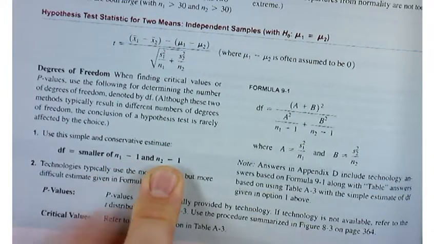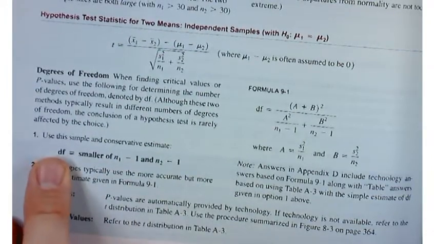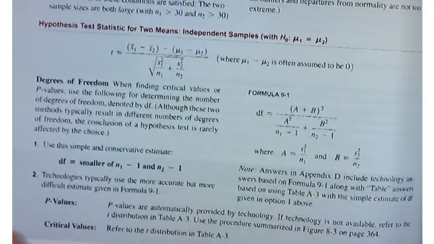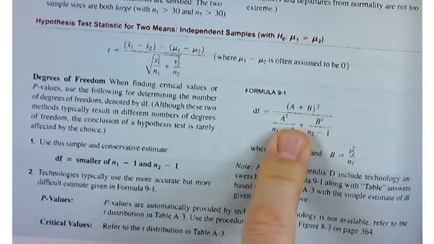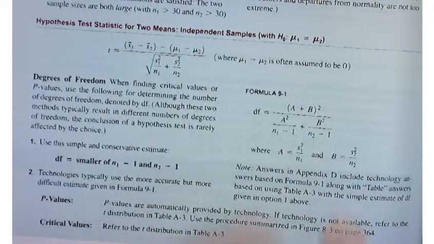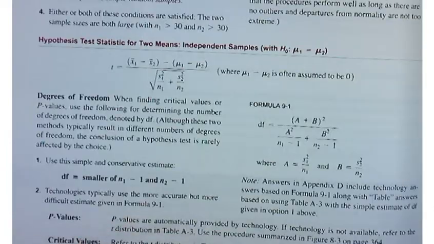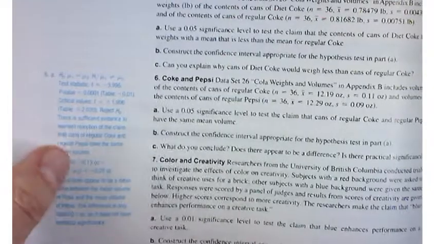You can get a better estimate of the degrees of freedom for your t-distribution if you use this approximation. I think this is called the Satterthwaite's approximate degrees of freedom. It's a little bit messy, so it's certainly easier to do that, but it's more conservative. Okay, so let's do problem number 12.